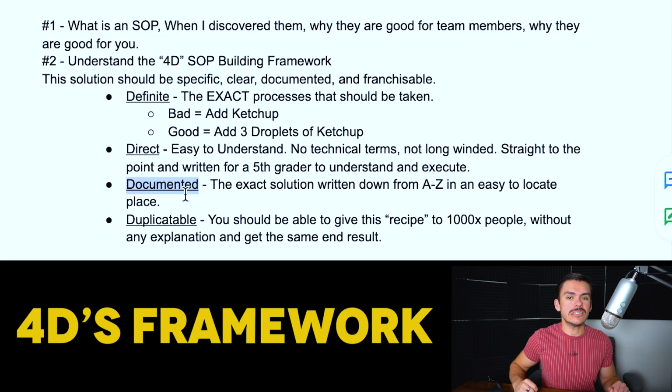The fourth D is duplicatable. This is basically creating a recipe that is going to be easily duplicated between people. It should be easily duplicated between 1,000 people without any explanation and still get the same result. For me, this is really just a franchising model, and this is going to be where a lot of the molding of the system is going to come from. A lot of the times you could build a system that's very specific to one person, but this step of being duplicatable means that you're writing it for just about anybody.